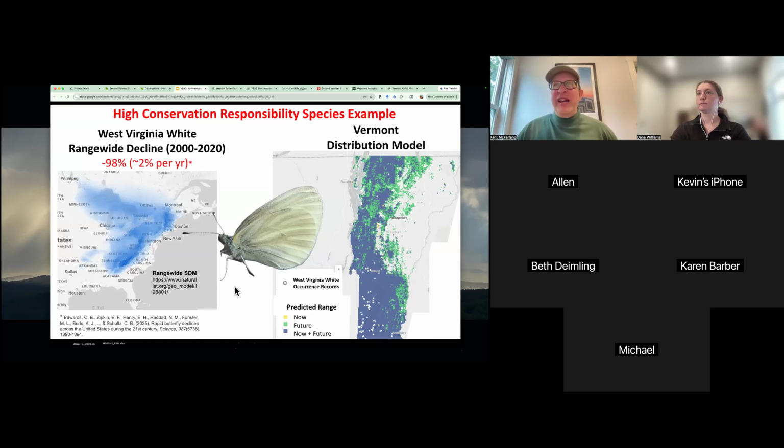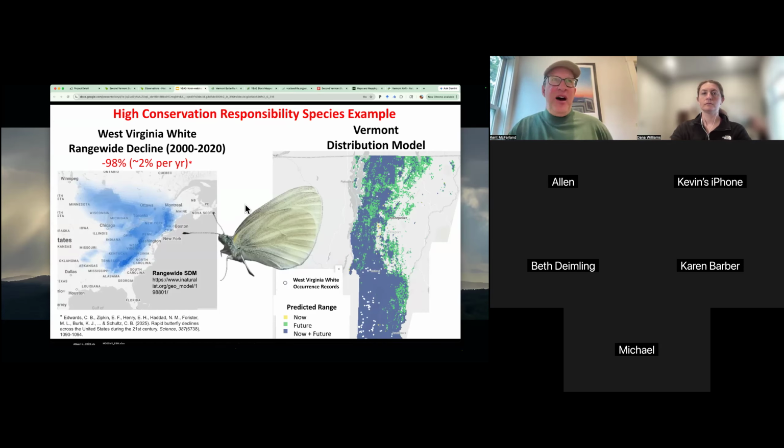Here's one right now. I know that there are people on this call that have reported it already, that's flying right now. That is a high conservation responsibility species for us, West Virginia white. This butterfly is amazing because it will not leave a canopy. It won't fly in the open. If you fragment a forest, it will not fly across the field to another forest. It has to have canopy over it.